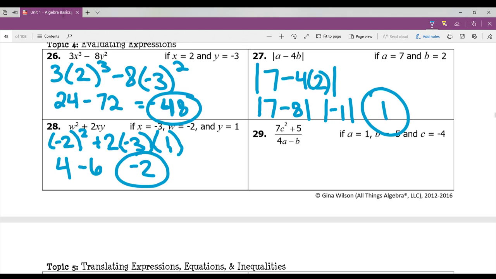Alright. 7c squared plus 5 divided by 4a minus b. We're going to let a be 1, b be... Well, I've written right through it. I can't tell what that is. Negative 5. And c is negative 4. Alright. So plug everything in.